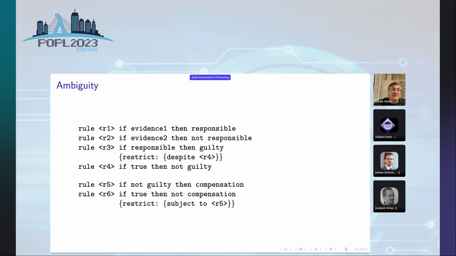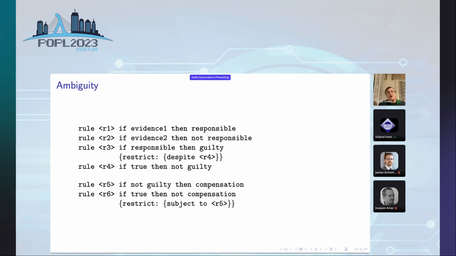Now, in this situation, if we have not responsible, we are able to obtain not guilty, and then essentially we have a right to compensation. However, here the two pieces of evidence are of the same strength. So essentially, it is not suitable to go for compensation.